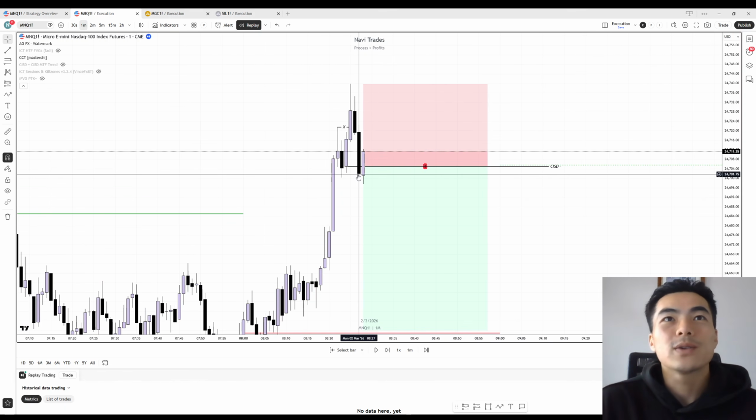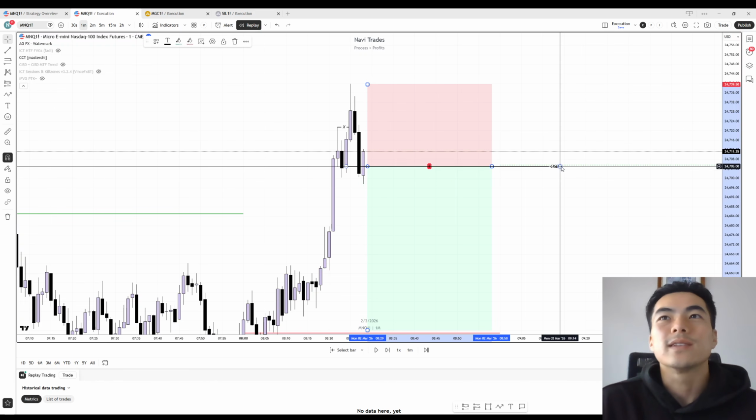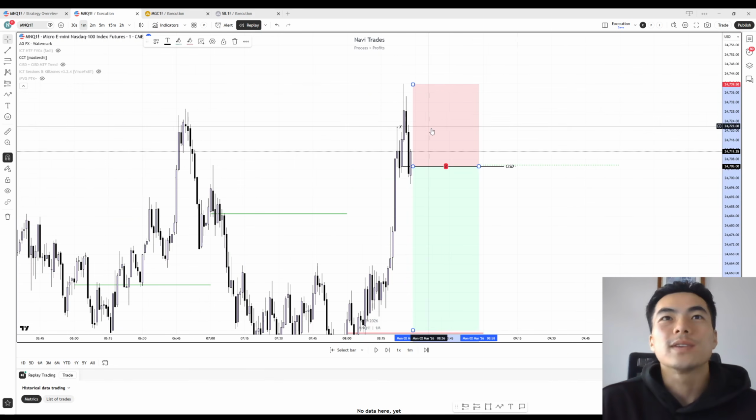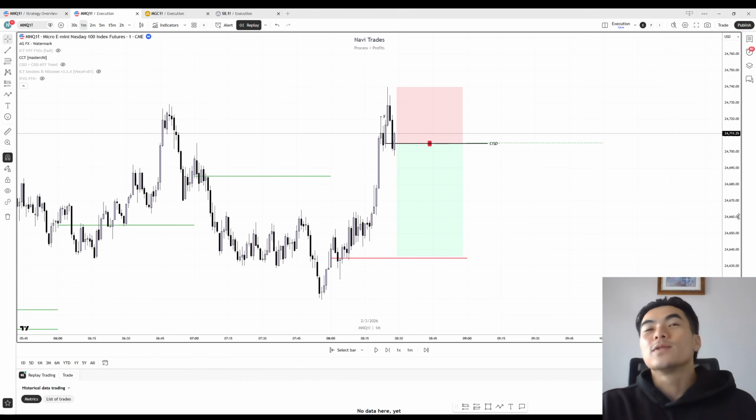So upon this candle closing, that is your confirmed entry model. And you could set your limit order here at the CISD level. Stop at these highs, targeting 2R. So this is A+ for me.